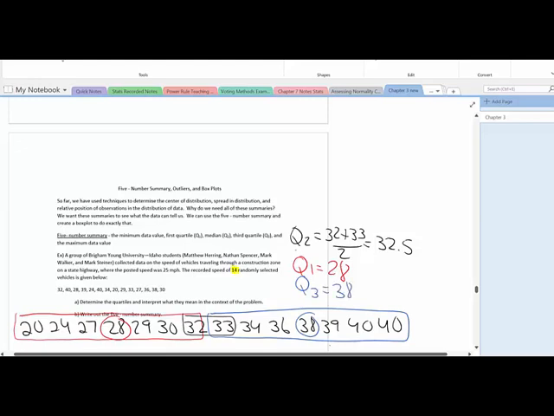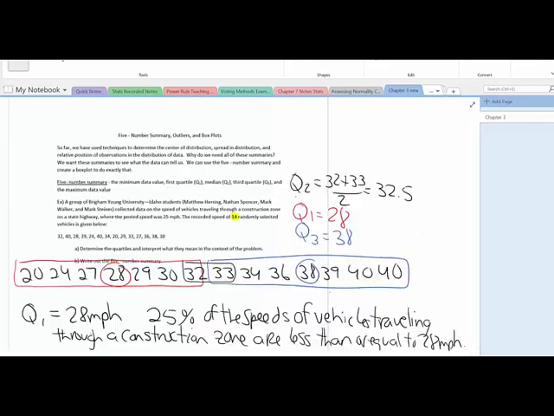Okay? So now I will write out in the context of the problem what each of these means. We'll start with the first quartile. Remember, that separates the bottom 25% from the top. So here's how we would write this out with respect to the context of this problem. 25% of the speeds of vehicles traveling through a construction zone are less than or equal to 28 miles per hour.